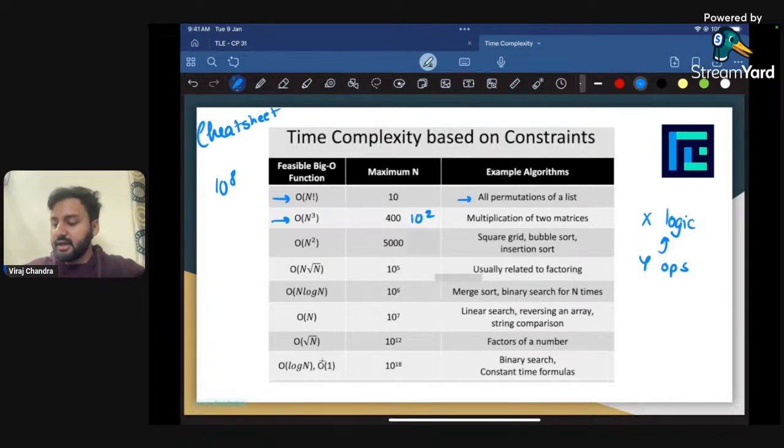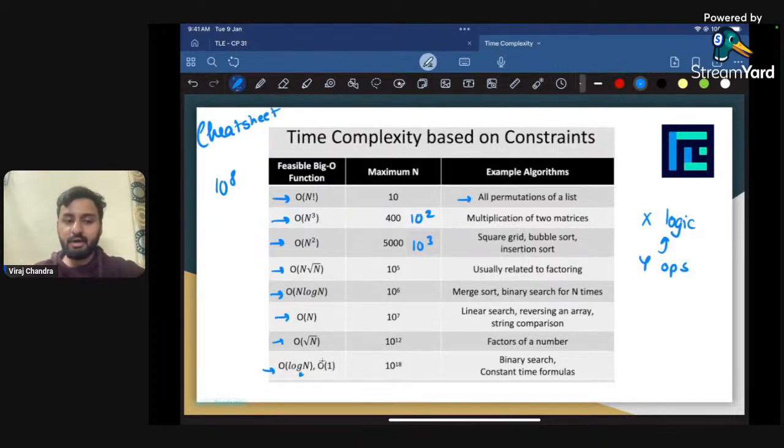Okay, let's say you are in 10 power 3 order, something like 5000 order. Then bubble sort, insertion sort, all this will start to work. If you are in 10 power 5 order, n root n will start to work. In 10 power 6 order, n log n will start to work. If you are in 10 power 7 order, O of n will work. In 10 power 12 order, root of n will be preferred. And if you are in 10 power 18 order, that's a very high order, now you will prefer either a log base 2 solution or a constant solution.